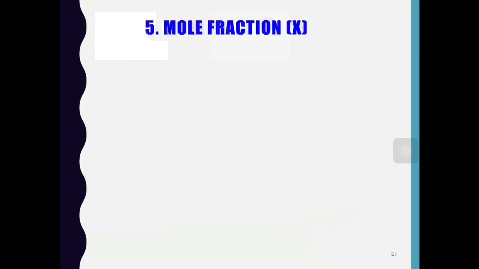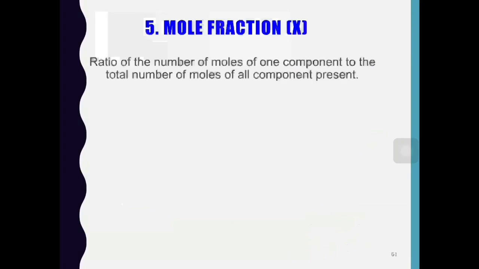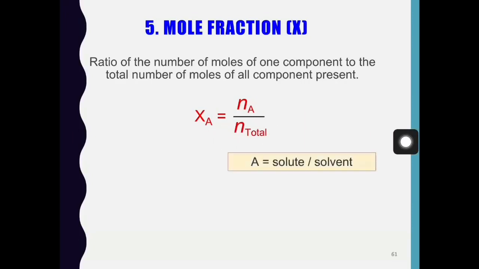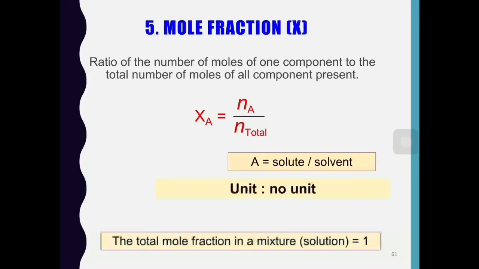And the last one is mole fraction. Mole fraction is the ratio of number of moles of one component to the total number of moles of all components present. This is the formula for mole fraction: XA equals NA over N total. In this case, A can be solute or solvent. It means that we can find the mole fraction of solute or the mole fraction of solvent. There is no unit for mole fraction. The total mole fraction in a mixture is equal to 1.